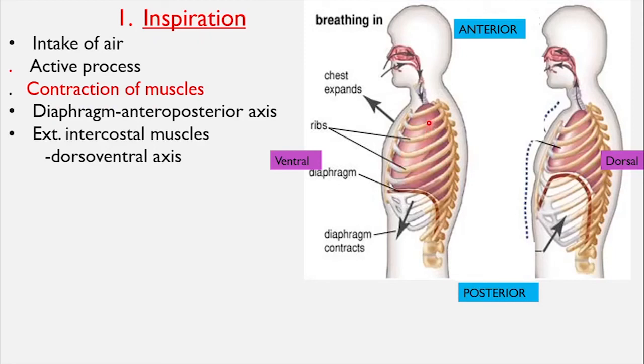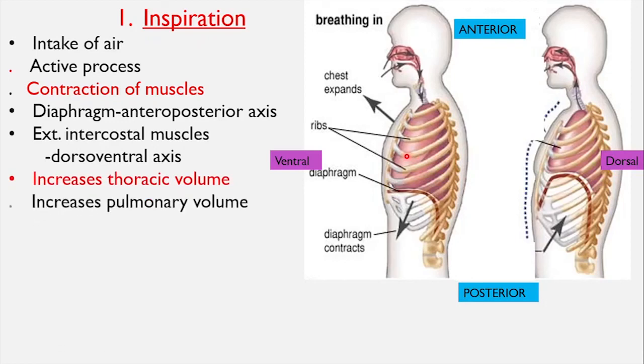So, due to the contraction of muscles of diaphragm, volume increases in antero-posterior axis. Due to the contraction of these intercostal muscles, volume increases in the dorsoventral axis. So, the overall increase of thoracic volume causes the similar increase in the pulmonary volume. We know the Boyle's law. Pressure is inversely proportional to the volume. When the pulmonary volume increases, the intrapulmonary pressure decreases.